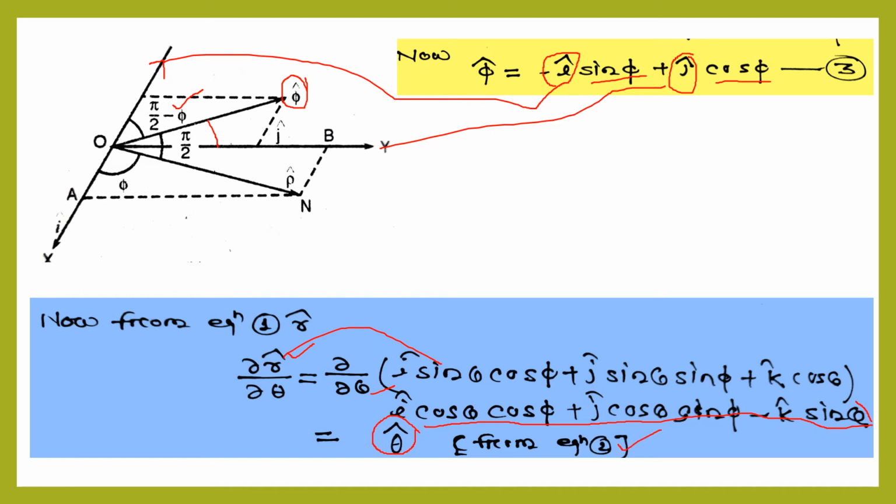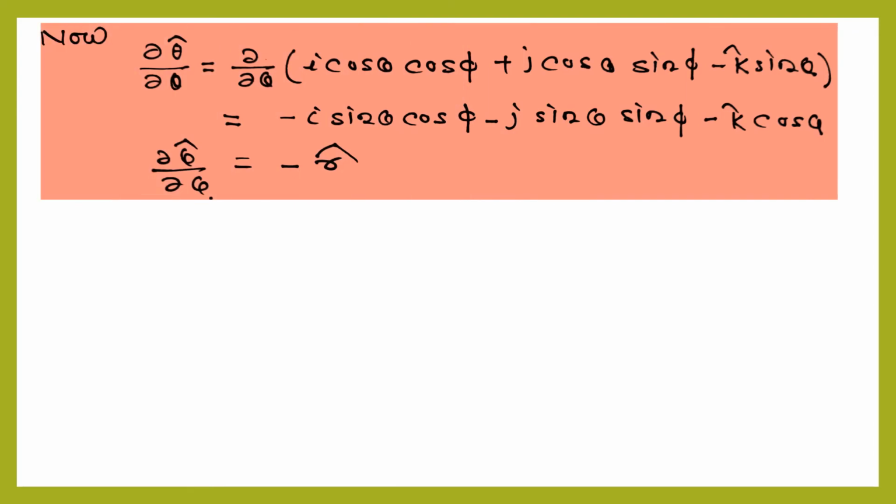So next, another one, we have to take d by d theta of theta cap. Now substitute this value of theta cap. After d by d theta of theta cap, we get this value, that means minus sin theta cos phi is same, minus j, why is minus j, because cos theta is equal to minus sin, and then k sin theta is equal to cos theta, this one, and this value is equal to the r cap. But if we take the negative common, then we get the minus r cap. So the value of delta theta cap upon delta theta is equal to minus r cap.